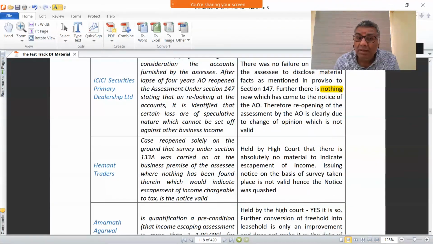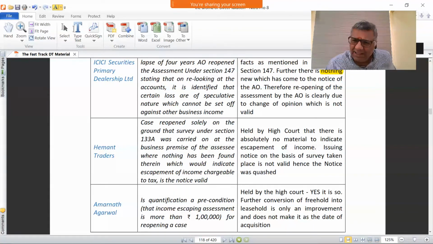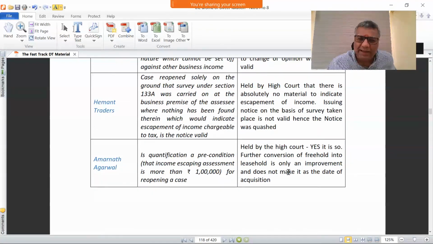Hemant Traders is reopened solely on the ground that survey was carried on, not on the basis of the survey report. Survey was carried on at the business premises, where nothing has been found which would indicate escapement. Just because a survey is conducted, can you reopen? Held by the High Court, there is absolutely no material. I told you there should be proof. Otherwise, reopening is not possible. There is absolutely no material to indicate escape of assessment. Issuing notice on the basis that survey has taken place is not valid.